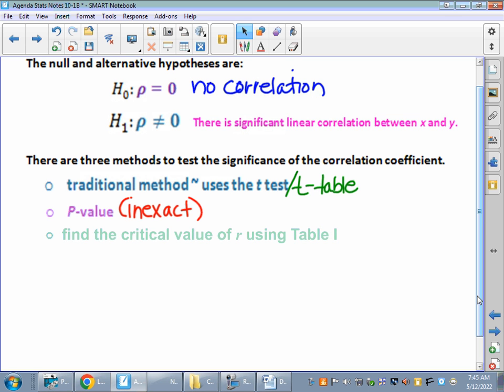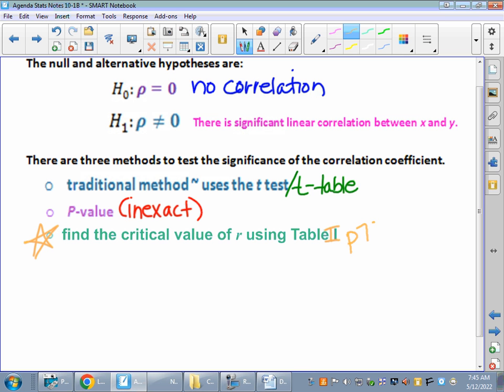And then the one that we like the best is to find the critical value of R using yet one more table, Table I, in the back of the book. This is on page 788. It's actually the left side of the page. So we'll do that one. So we'll talk very briefly about the first two. Actually, we probably don't even really need to talk about the first two, right?